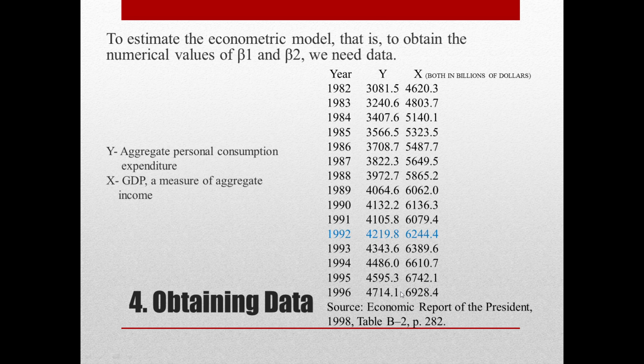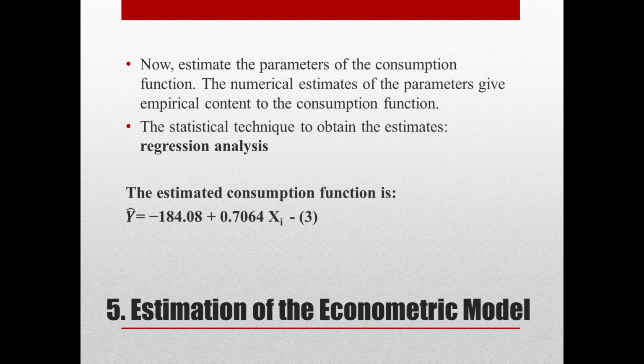Now that we have the data, our next task is to estimate the parameters of the consumption function. After obtaining the data, our next step is to estimate beta 1 and beta 2. The statistical technique of regression analysis is the main tool used to obtain the estimates. I'll discuss this technique in my upcoming videos. Using this technique and the data, we obtain the estimates of beta 1 and beta 2 as minus 184.08 and 0.7064. So this is beta 1 and this is beta 2.